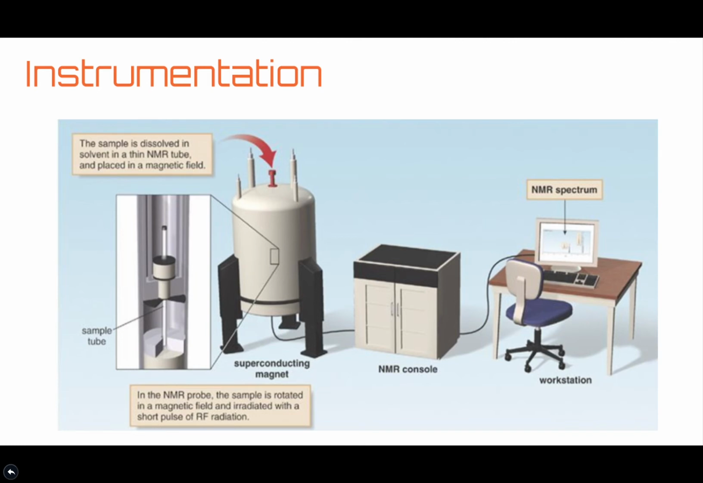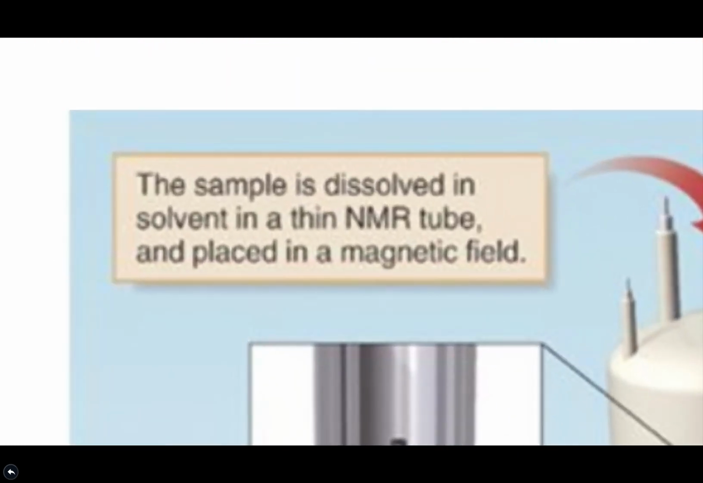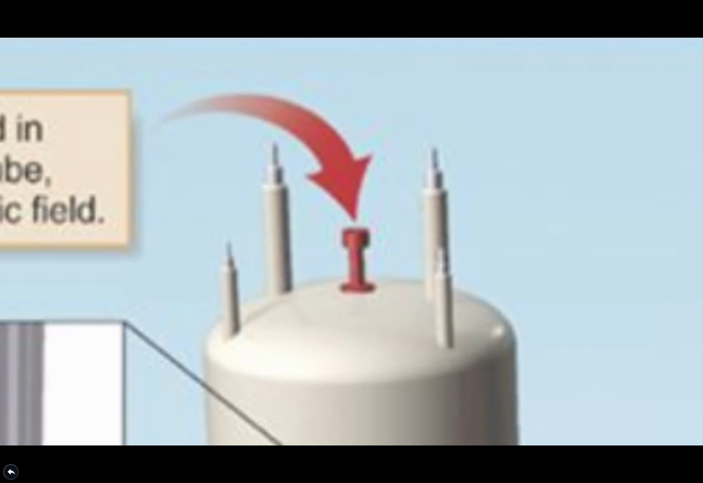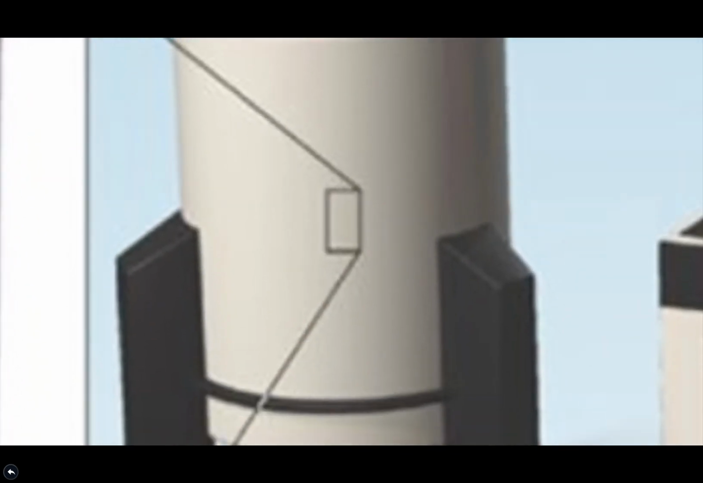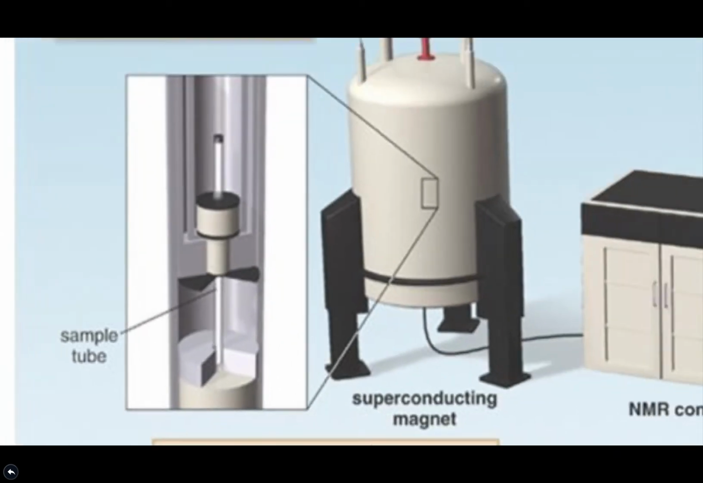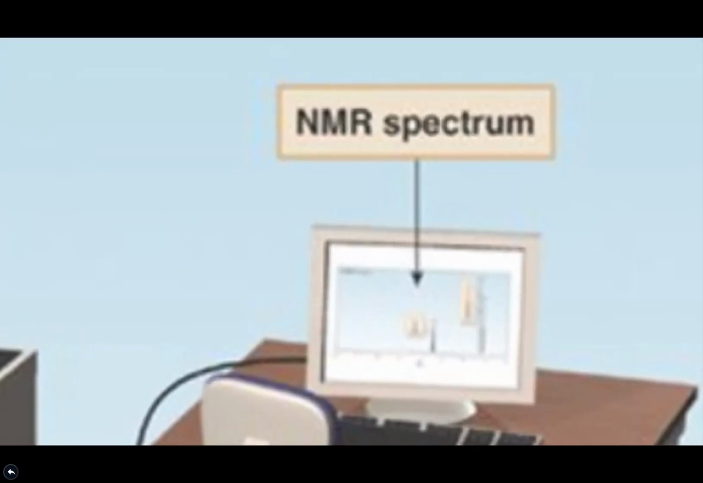The sample is dissolved in a solvent, usually chloroform, and placed in a magnetic field. A radio frequency generator then irradiates the sample with a short pulse of radiation, causing resonance. When the nuclei fall back to their lower energy states, the detector measures the energy released and a spectrum is recorded.